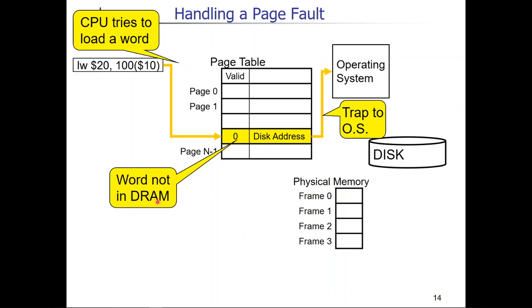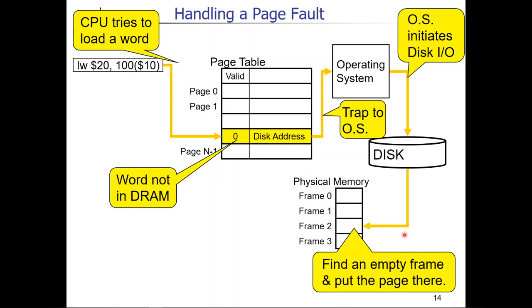This means that the word is not in the dynamic RAM. But we do have the disk address over here, and the page fault essentially initiates a trap addressing error to the operating system. In response, the operating system is going to initiate a disk I/O.